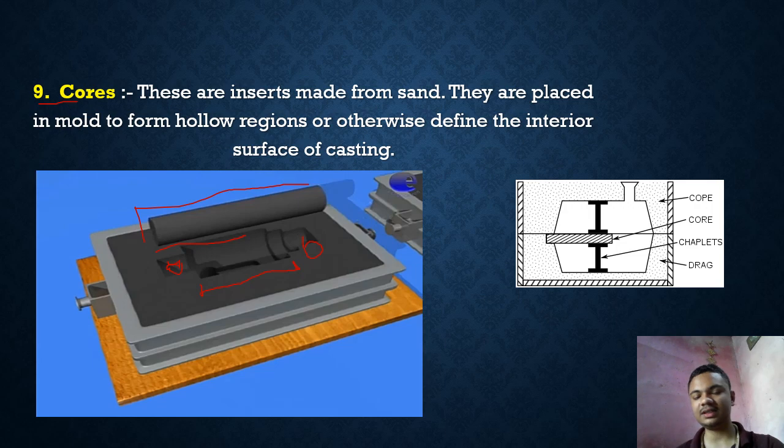And if there is a cantilever type of core, to give the support we use chaplets. You can see chaplets here, and these chaplets are made up of the same metal that is to be cast. So these are the parts used in sand molding.